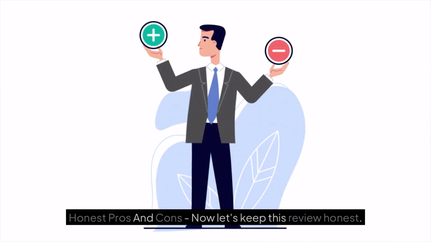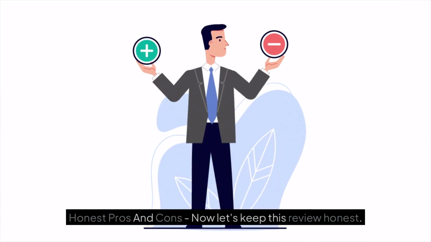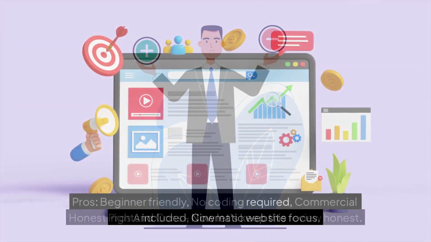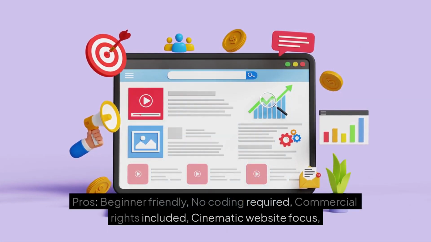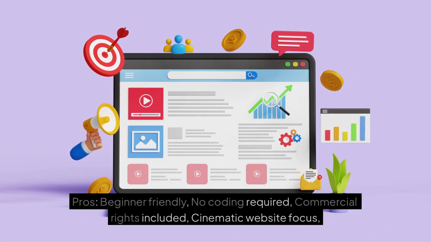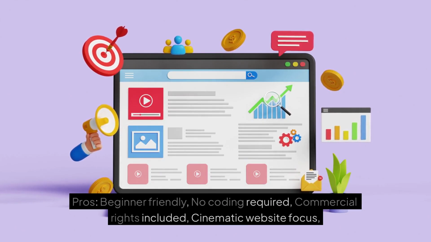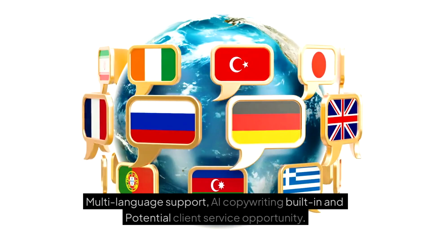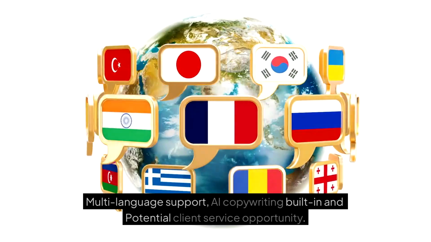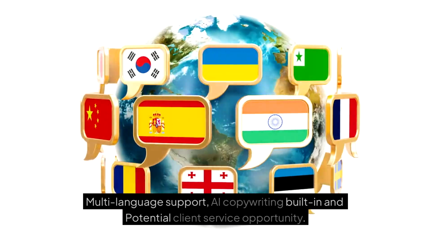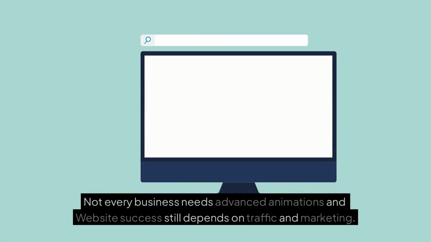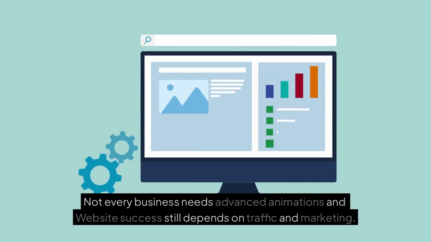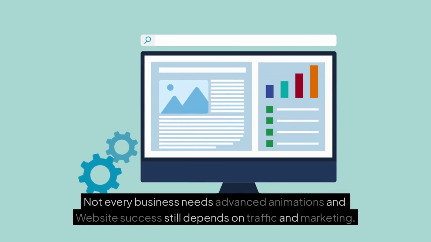Honest pros and cons. Now let's keep this review honest. Pros. Beginner-friendly. No coding required. Commercial rights included. Cinematic website focus. Multi-language support. AI copywriting built-in, and potential client service opportunity. Cons. Results depend on customization. AI-generated designs may still require tweaks. Not every business needs advanced animations, and website success still depends on traffic and marketing.